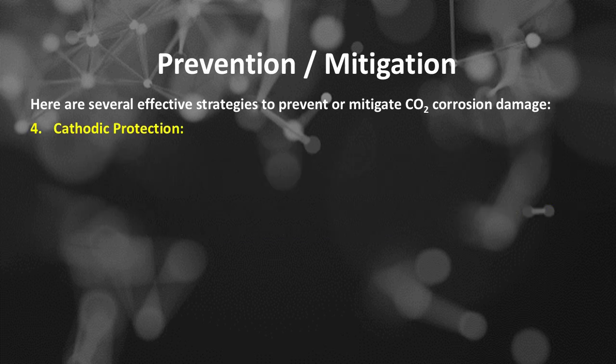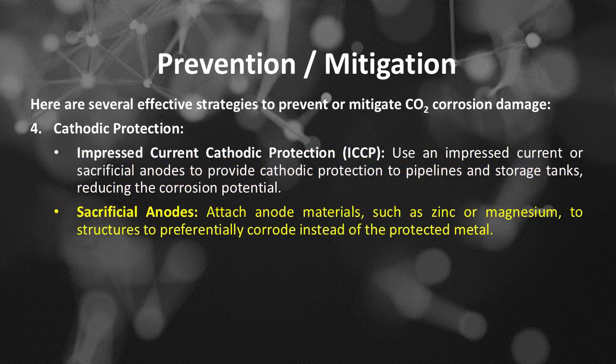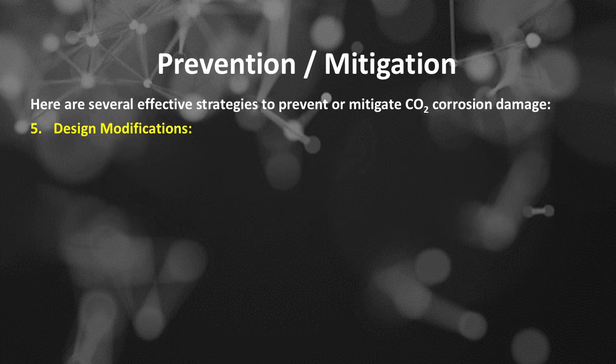Number 4 is cathodic protection. Impressed current cathodic protection, ICCP, uses an impressed current or sacrificial anodes to provide cathodic protection to pipelines and storage tanks, reducing the corrosion potential. Sacrificial anodes: attach anode materials, such as zinc or magnesium, to structures to preferentially corrode instead of the protected metal. Number 5 is design modifications.